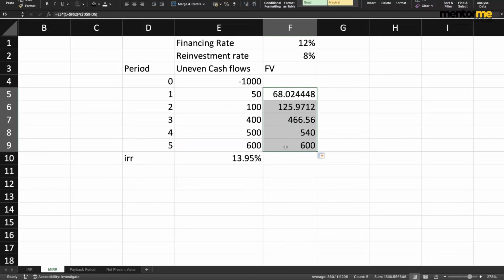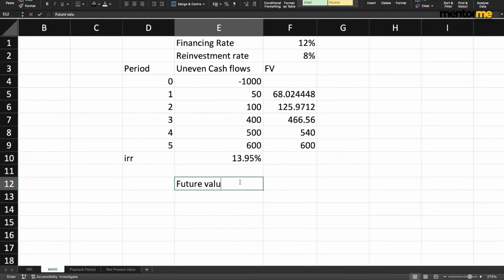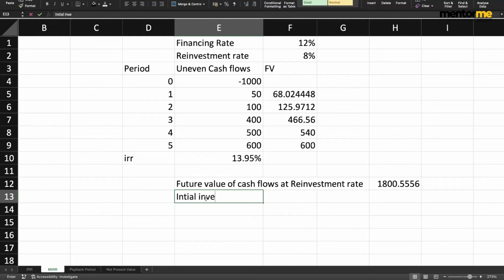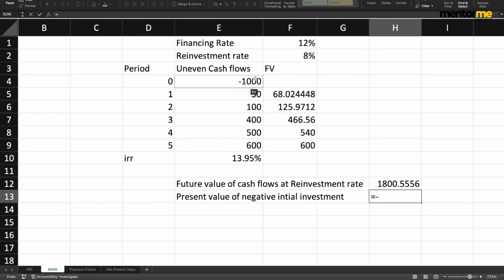Now, if we calculate the future value of cash flows at the reinvestment rate, to be very specific, it is nothing but the summation of all these values. There you go, that's 1800. Whereas the initial investment, which is the negative cash flow, or we can also write it as the present value of the negative initial investment, is 1000. Let's keep it as negative only at the moment.